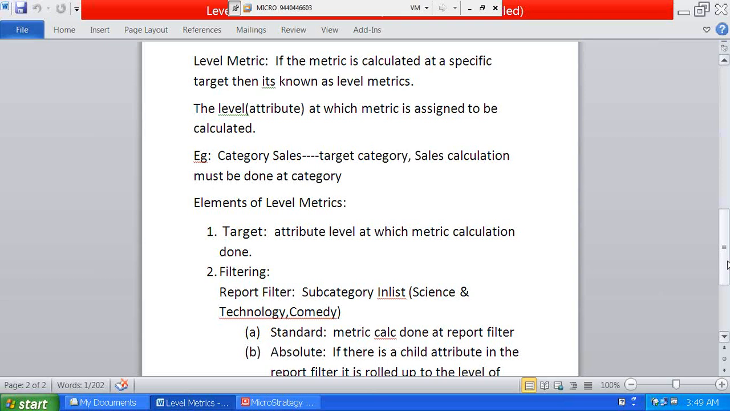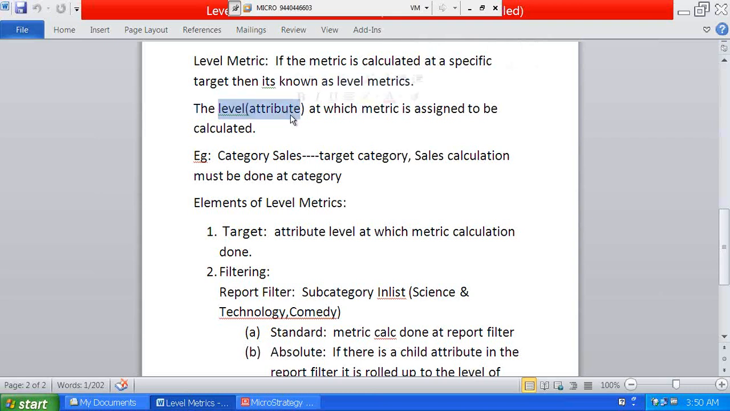I want my profit or revenue to be calculated at a particular level that I have defined in it already. I want it to calculate at category level, or at year level that I have defined already. So that according to what level I have defined, the metric will calculate, then it is called a level metric. So if you are specifying a target for the calculation of the metric, then it is known as a level metric, because at that level it is doing the calculation.